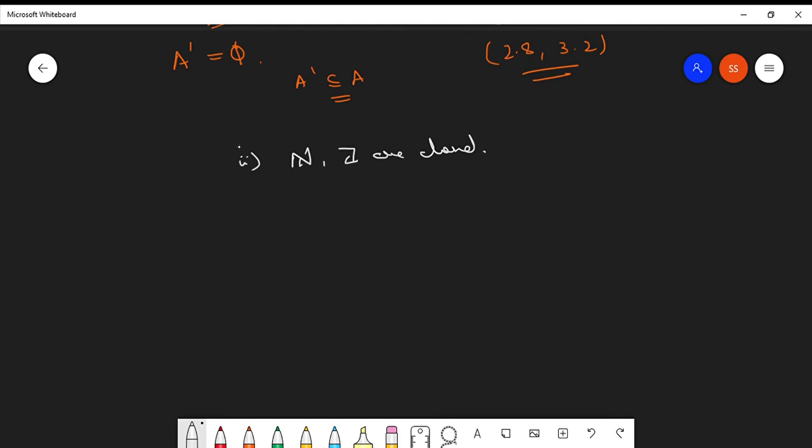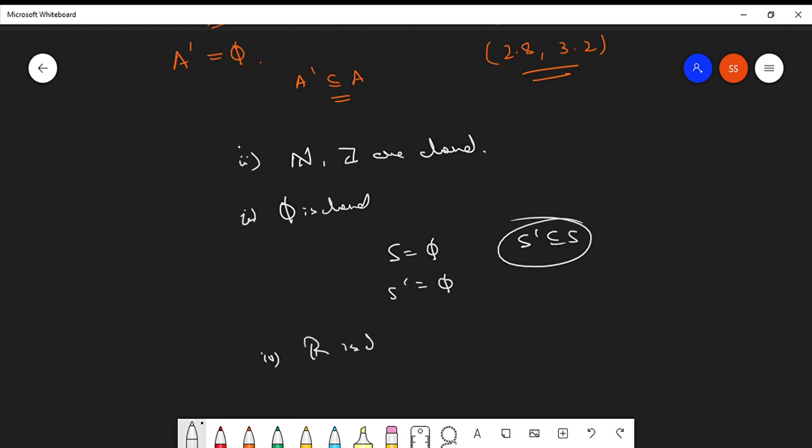The null set is also closed. The reason being, suppose S is a null set. What will its derived set be? It will also be a null set. Any set is a subset of itself, so the null set is also a subset of itself. So S dash is contained in S. Clear. R is closed. This is a mandatory example. The set of all reals is closed. This is pretty much direct from the definition.